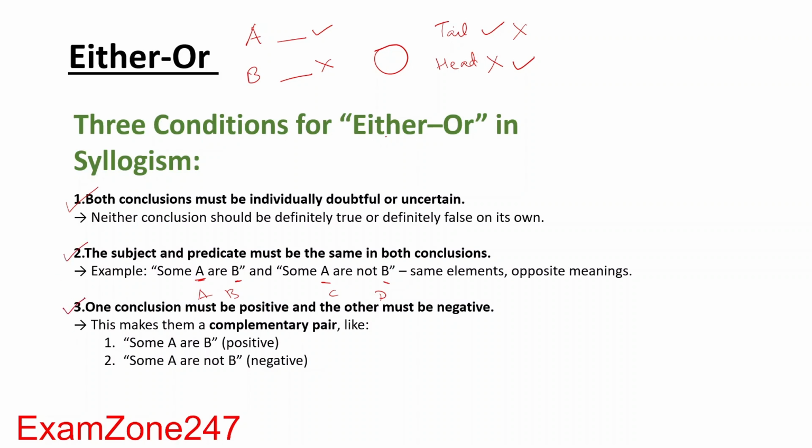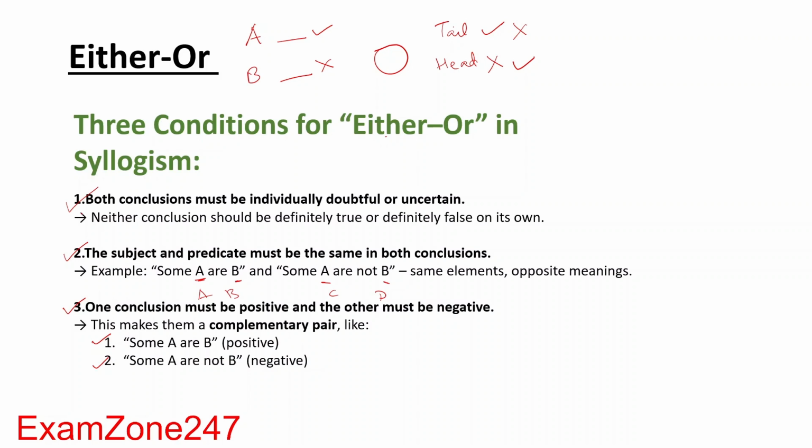The third condition is, one conclusion must be positive and the other must be negative. This makes them a complementary pair, like this. Some A are B, some A are not B. See, one is positive and one is negative. It should basically mean the opposite. Okay, so these are the three conditions which you should follow.